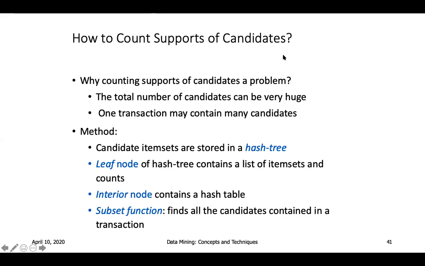Now, how to count the support of candidates? First of all, why is counting the support of candidates a problem? Because the total number of candidates can be very huge. Right now we are done with just 4 to 5 transactions. Imagine the transactions happening in any retail shop, it may be Walmart or D-Mart or Big Bazaar or whatever. Thousands of transactions at one particular outlet. And when they are integrating the data and trying to do the processing on the centralized data, that particular figure might be different.